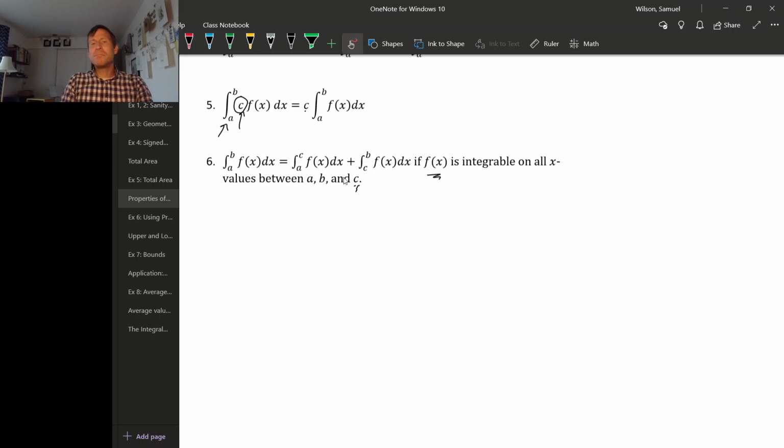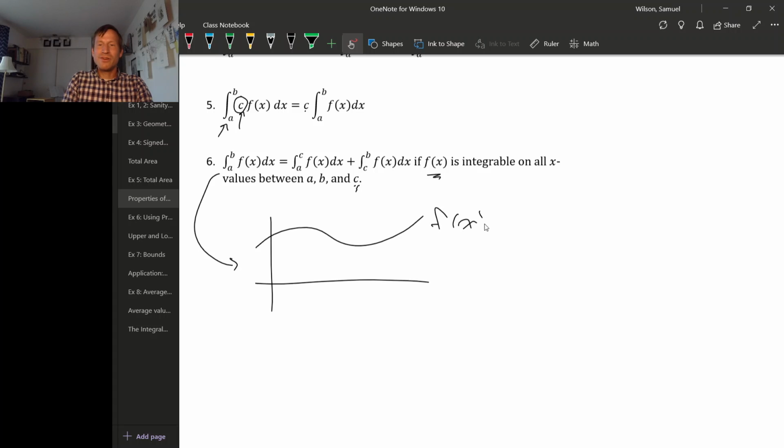But if you actually draw a picture of what's going on here, it looks a lot less mysterious. So let's draw a picture of this integral on the left. So here's our function. It's an integral from a to b. And so the integral on the left from a to b is the area of this entire region. Everything below the graph, above the x-axis, to the right of a, to the left of b.